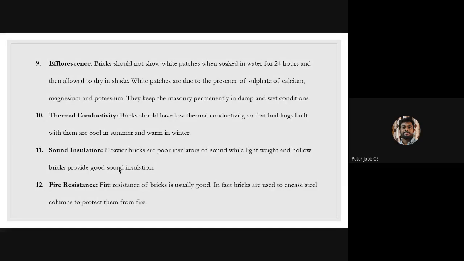Can anyone say? Interlock is not exactly that thing. Interlock bricks are those where it's not necessary for us to use cement and mortar in between. So, the greater the mass, the more vibration it will transmit. Because in heavier bricks, the sound waves, which are basically longitudinal waves, will travel much faster in a high density environment, right? Isn't that so? Austin? Yes, sir. Okay. So that's why heavier bricks are poor insulators of sound, while lightweight and hollow bricks provide good sound insulation.